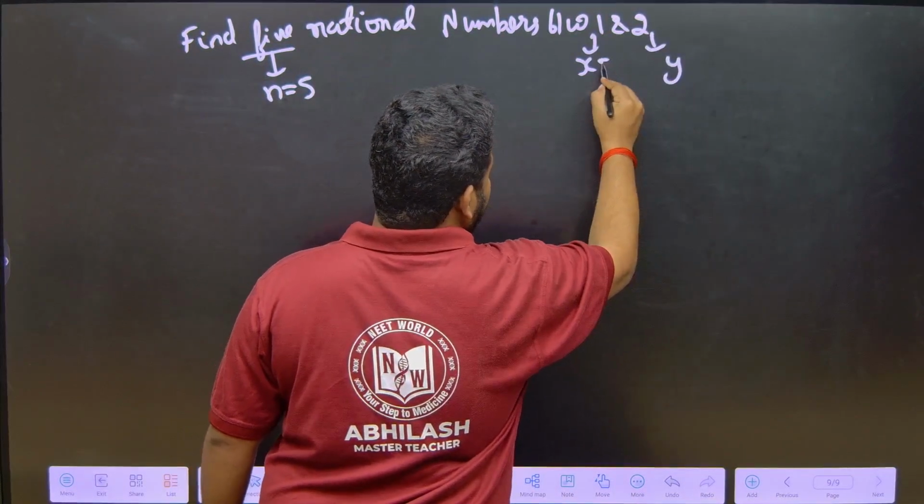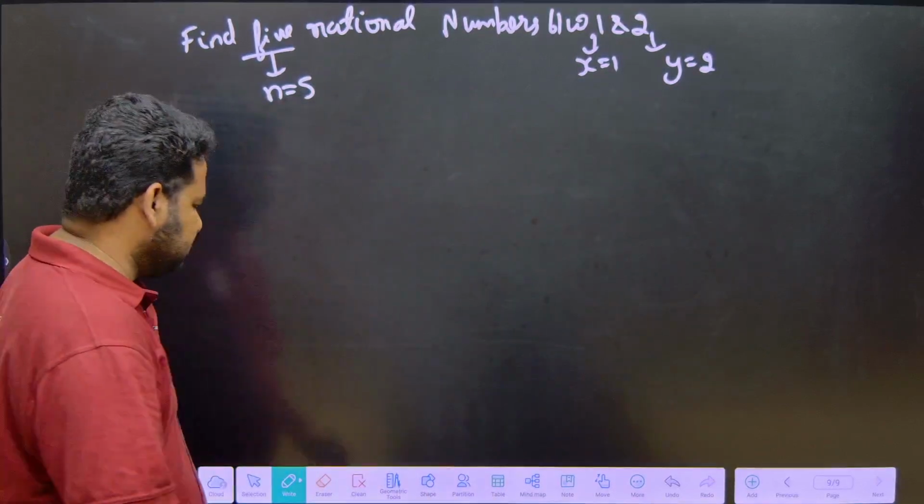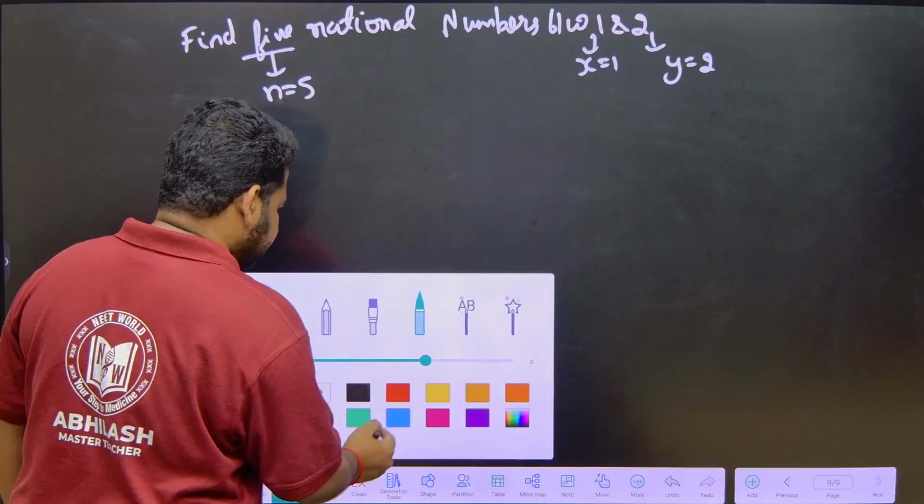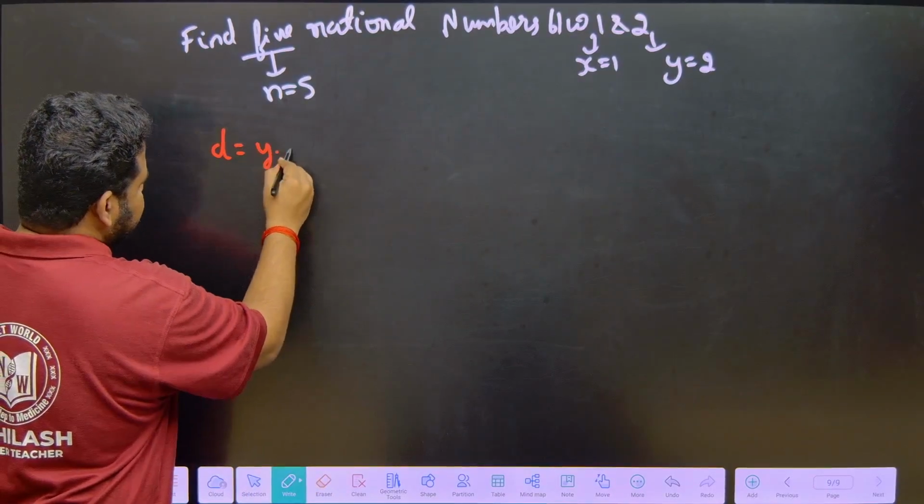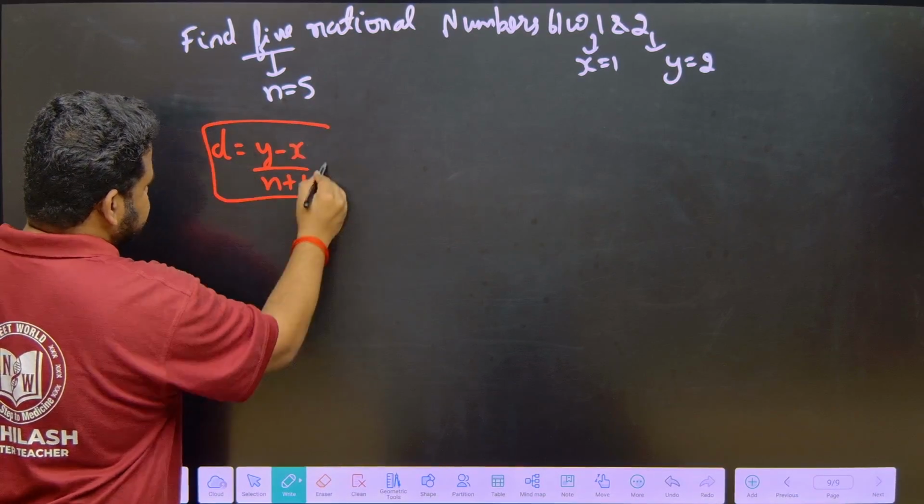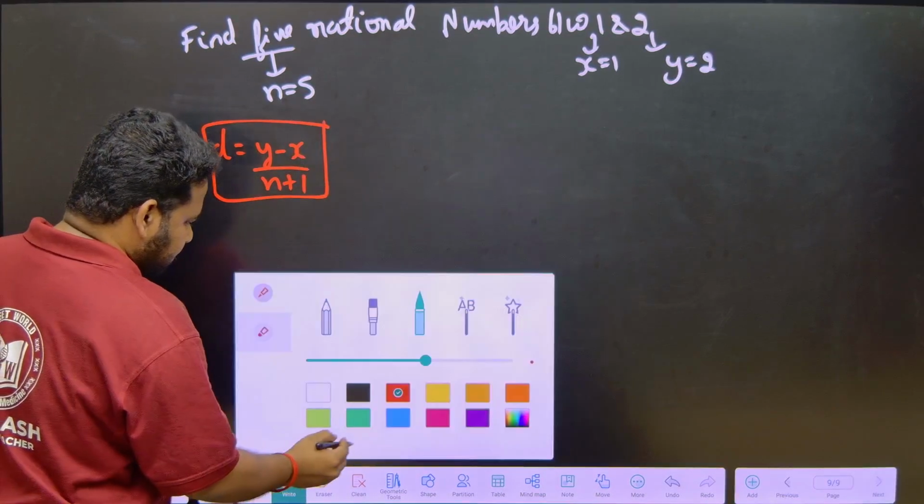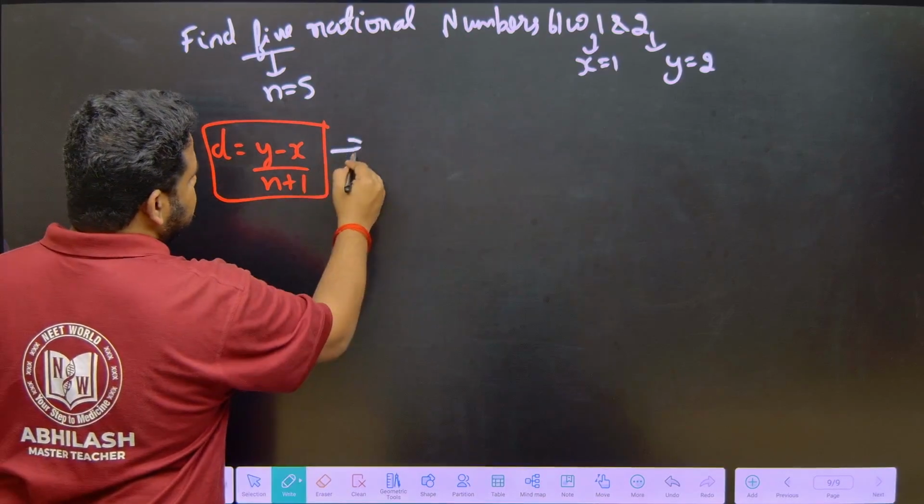So, here x is equal to 1, y is equal to 2. Then I told you our star step, that is you have to find the value of d. For d, what do we use? The formula we will use is d is equal to (y minus x) by (n plus 1). This is our star step. So, using this, we will find out d.